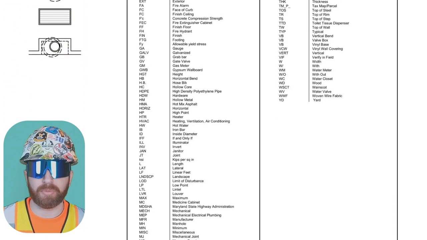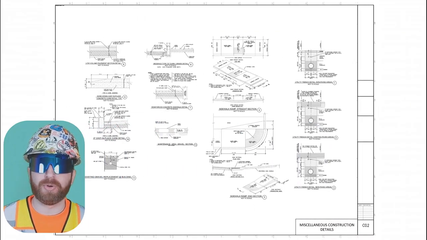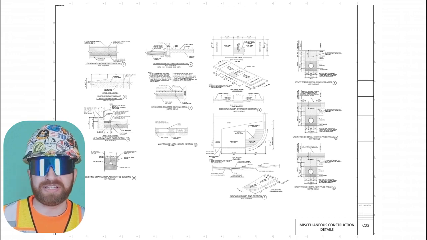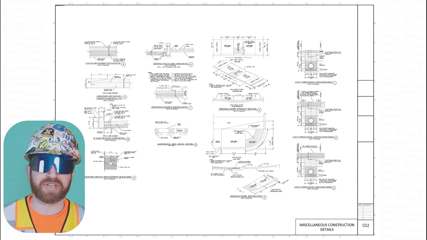Now let's just read a couple before we move on. So here we have FH, fire hydrant. Here we have HMA, hot mix asphalt. And finally, we have MH, manhole. Okay, let's go on to the next page. C0.2, miscellaneous construction details. So this is going to show us enlarged details of aspects of the project that we're going to find later on in this civil set of plans.